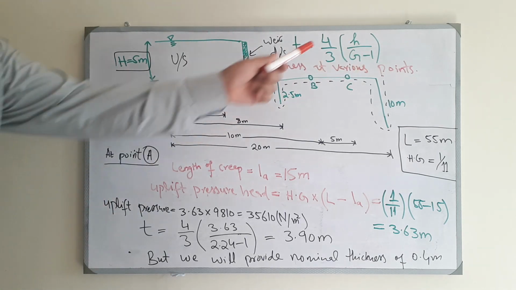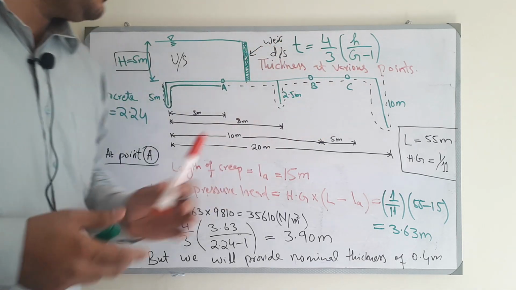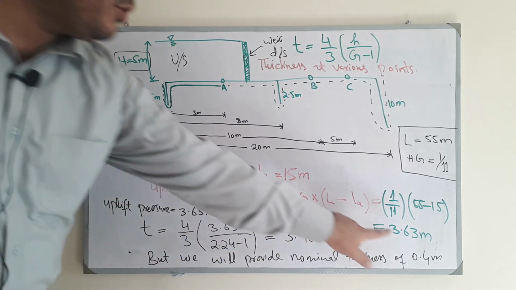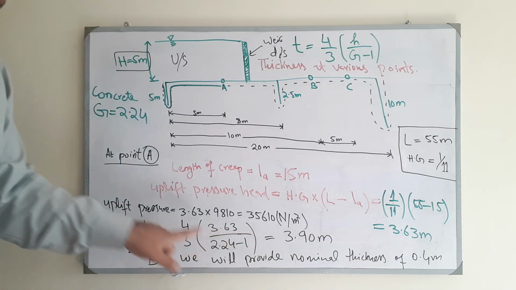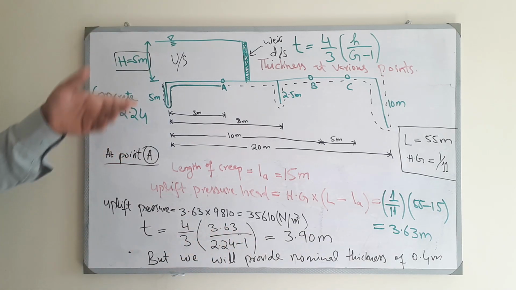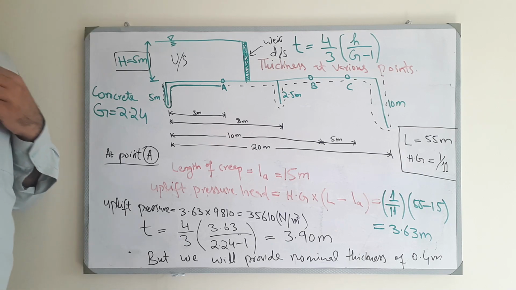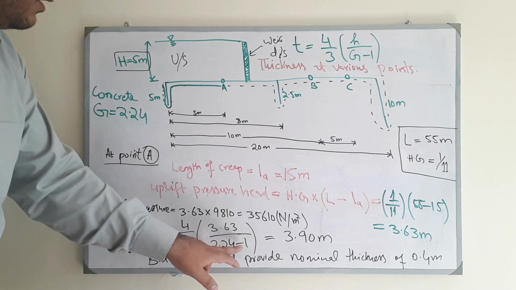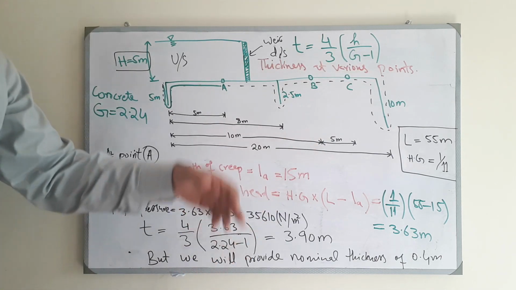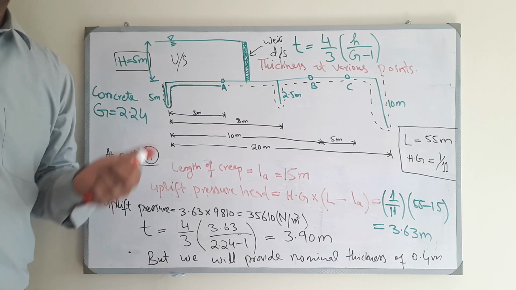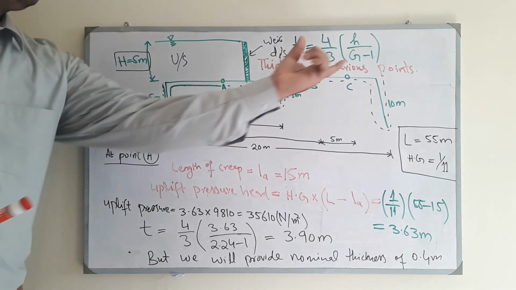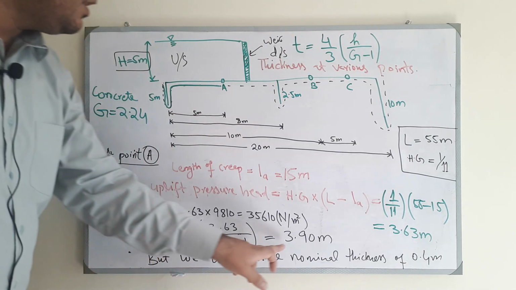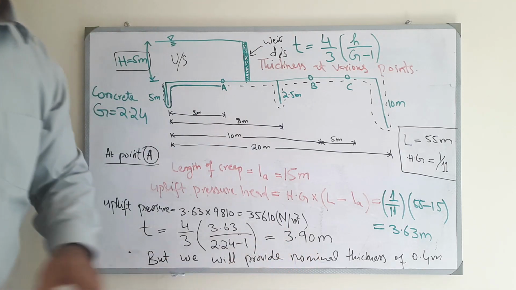Now we know the thickness of the impervious floor is 4/3 times h over (G minus 1). So here 4/3, h is 3.63 meter, G is 2.24 for the concrete. You can find it from literature, and its value ranges from 2.24 to 2.4. And now this minus 1 will come. We studied previously why we did this minus 1 while deriving this formula. This was due to the submerged weight of the impervious floor. So you will get the floor thickness of 3.9 meter.